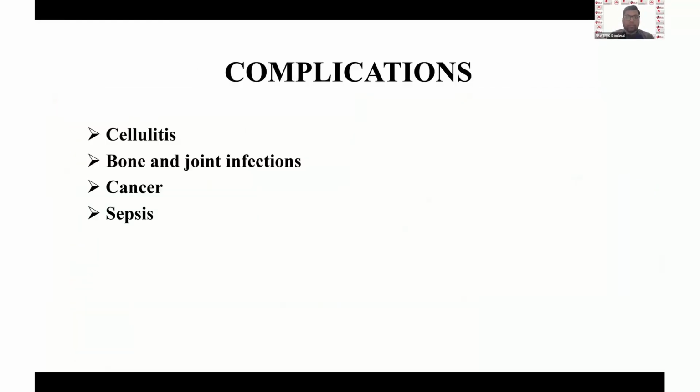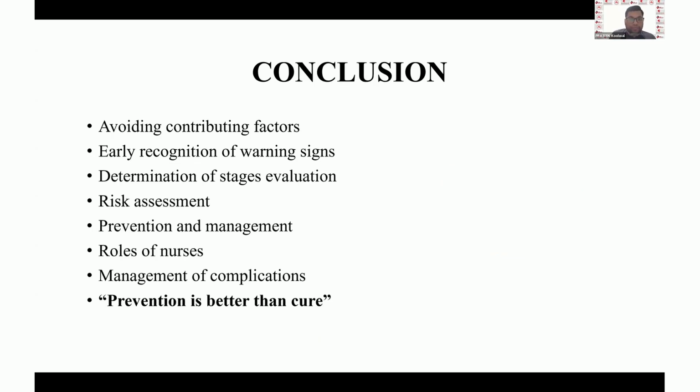Okay. And complications: if you are not treating it properly, then it causes cellulitis, bone and joint infections, and cancer in some of the tissues of the skin area, because as you see the stem and progenitor cells cause malformation of the cells and can lead to cancer also, and sepsis.